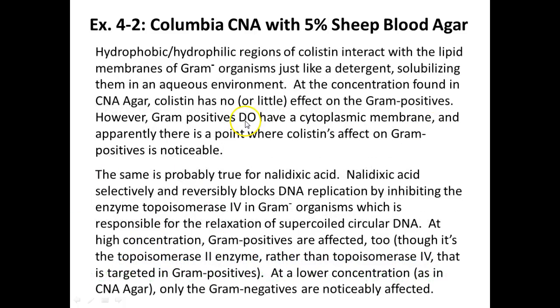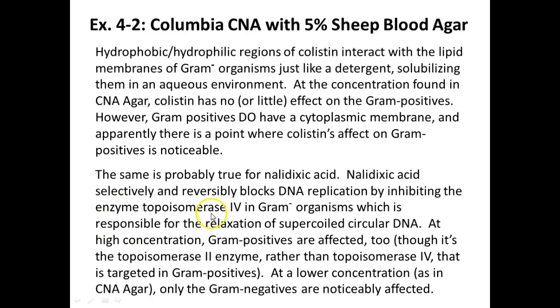So for gram negatives, it affects their outer membrane. Acts as a detergent similar to ethanol in the gram staining, so it disrupts their outer membrane. But at a higher concentration, it could potentially disrupt gram positives. So that's why they had to make sure they had the concentration just right in these plates. Otherwise, we could also affect the gram positives, and we don't want to do that, right? We're selecting for them. We want them to grow.